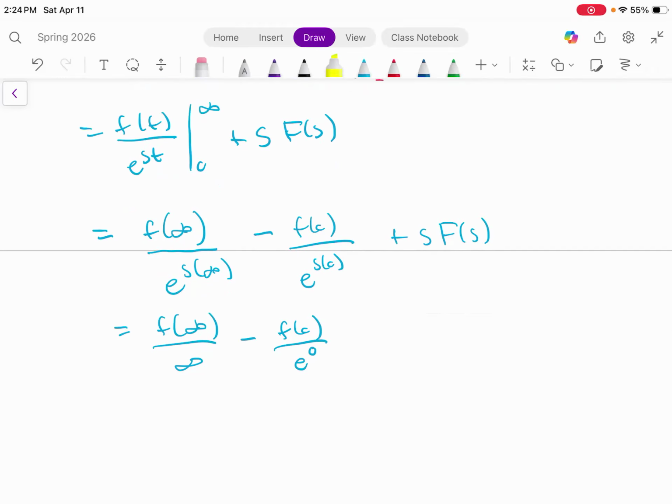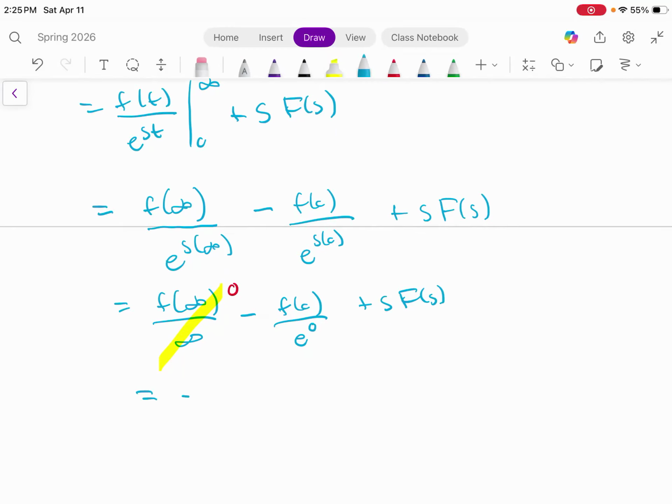Okay, well, anything over infinity goes to 0, right? And then f of 0, we don't really know what that is. e to the 0 is just 1. So what this ends up being is just negative f of 0 plus s times F of s.